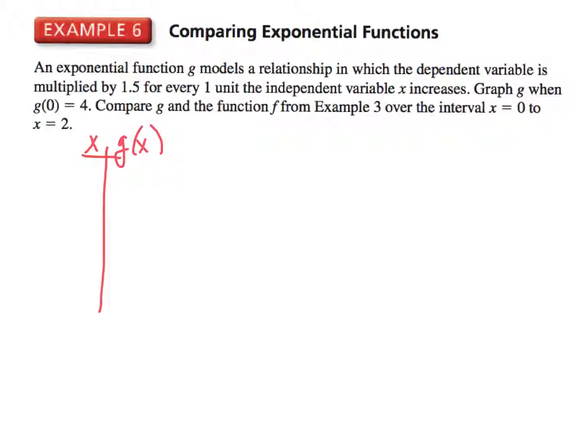So what does it say? It says right here, when g of 0 equals 4, that means x is 0. So if x is 0, g of 0 is 4. We know it's multiplied by 1.5 for every 1 unit the independent variable x increases. So all I do is multiply by 1.5. 4 times 1.5 would give me 6. 6 times 1.5 would give me 9. If I went one more, 9 times 1.5 would give me 13.5. If I went the other way, I'd divide by 1.5, and I would get 2.7.